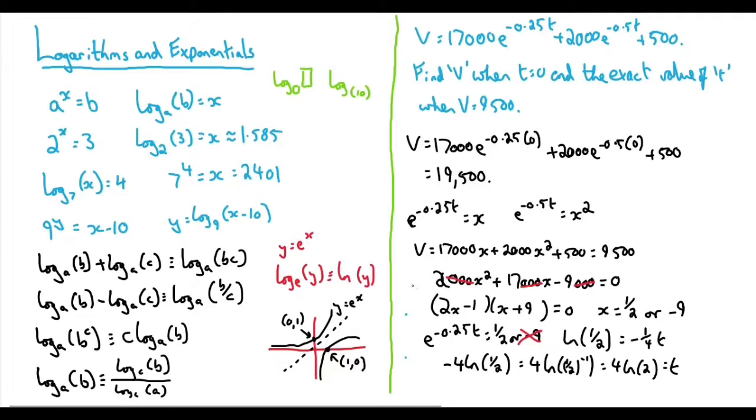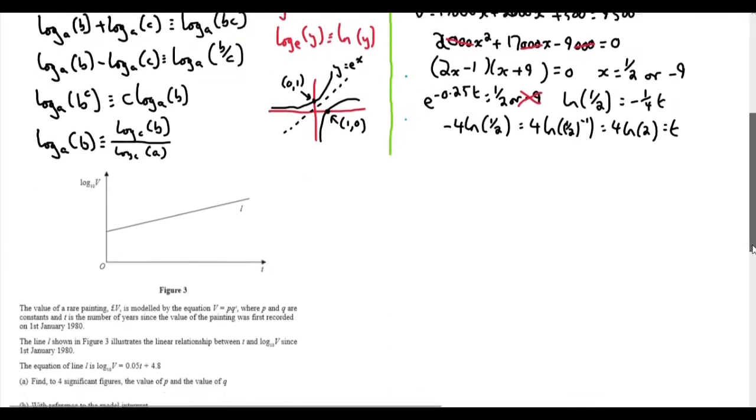If that's clear, let's just have a look at one other exam question which similarly could be described as modelling. So we have here now a graph of the log base 10 of v against t, and this line L is a straight line.